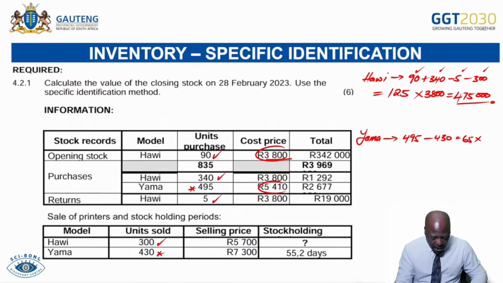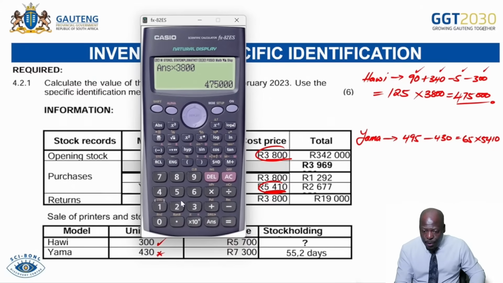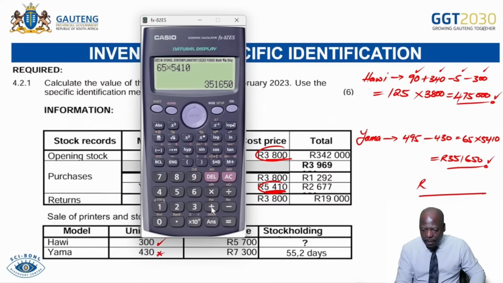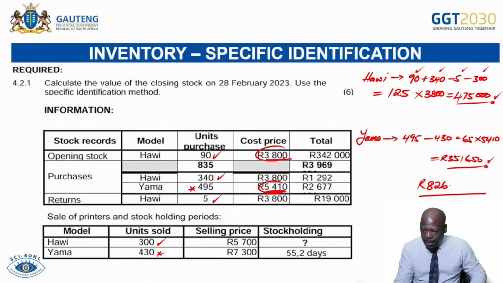Then what is the cost price per unit of the Yama? It's 5,410. That's the cost price of the Yama. So we come here and we now say your 65 units, multiply them by 5,410, and that will give us 351,650. So we end up with 351,650, and then we add that to the 475,000 to give us the total. That's going to give us 826,650. So I come here, that's 826,650, like that. Okay, beautiful.